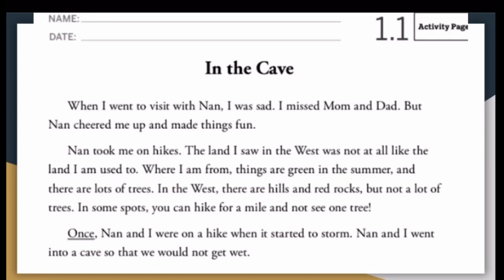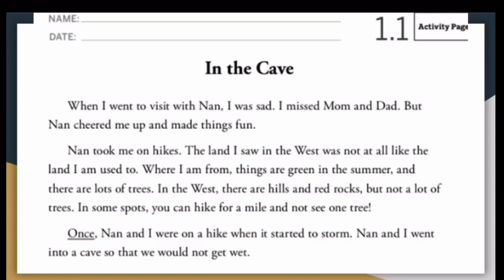When I went to visit with Nan, I was sad. I missed Mom and Dad, but Nan cheered me up and made things fun. Nan took me on hikes. The land I saw in the west was not at all like the land I'm used to. Where I am from, things are green in the summer and there are lots of trees. In the west, there are hills and red rocks, but not a lot of trees. In some spots, you can hike for a mile and not see one tree.